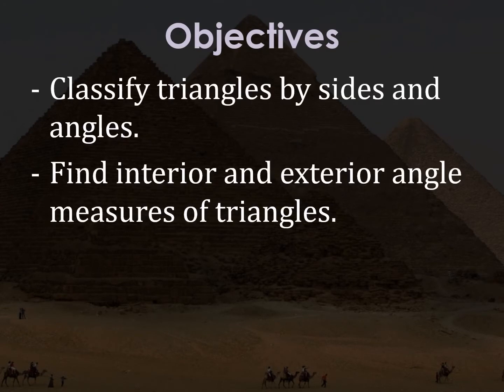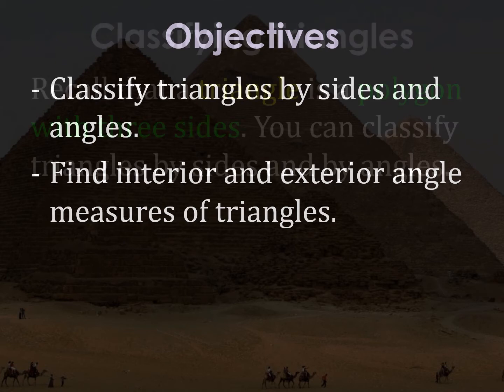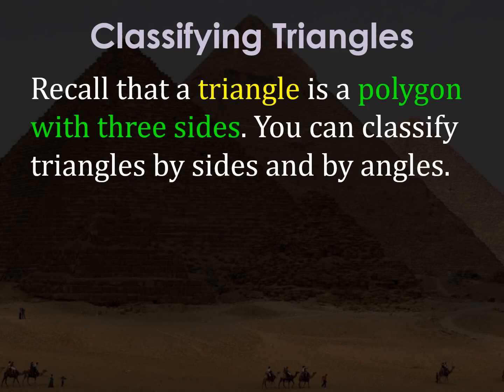In this section, we're going to classify triangles by sides and angles, and then we are going to find interior and exterior angle measures of triangles. So classifying triangles is pretty simple. Remember, a triangle is a polygon with three sides. You guys know what a triangle is. You can classify them by sides, and then you can also classify them by angles.